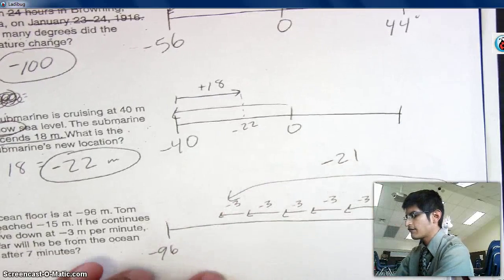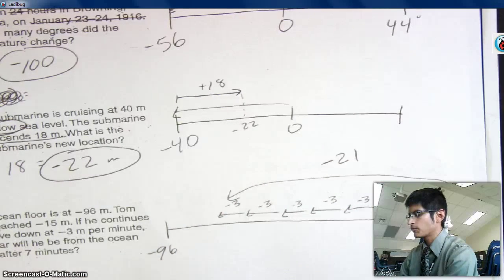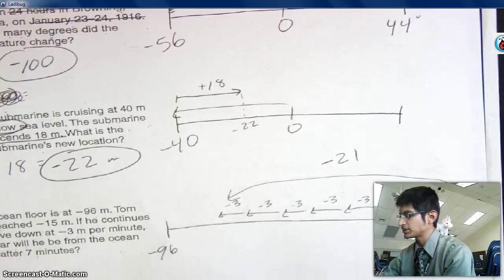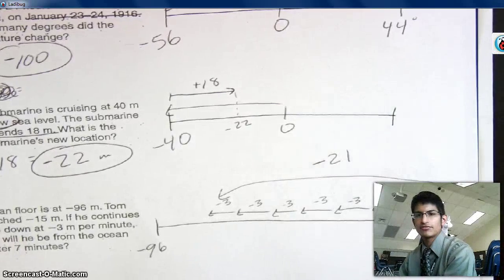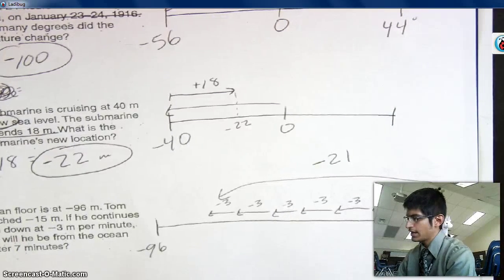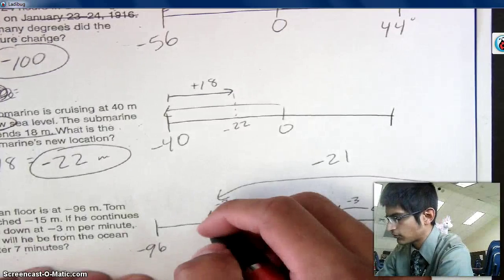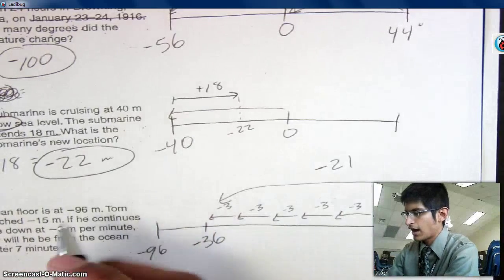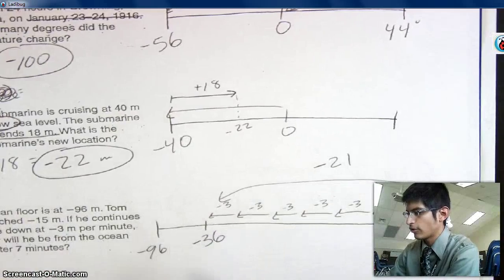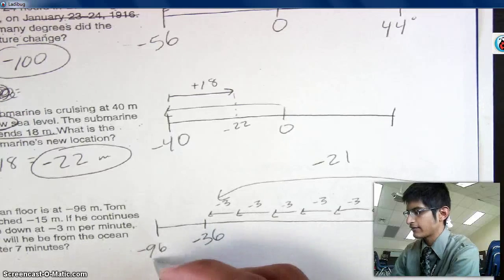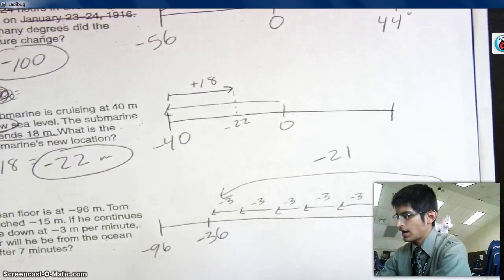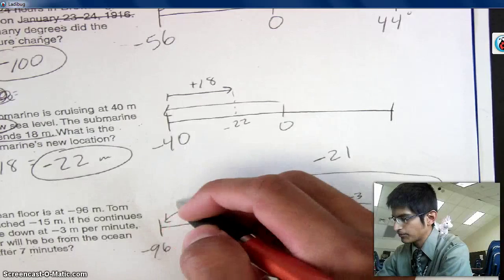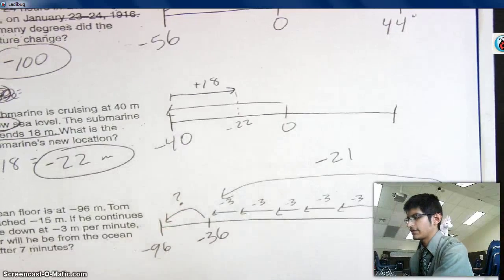So he was at negative 15 and he went backwards 21 spaces. So he went more negative. So I'm actually adding these two numbers, negative 15 plus negative 21, and that should be negative 36. So now he's at negative 36. But the question says, how far will he be from the ocean floor? So this is the ocean floor, the negative 96. So now I'm asking, how far is it from negative 36 to negative 96?